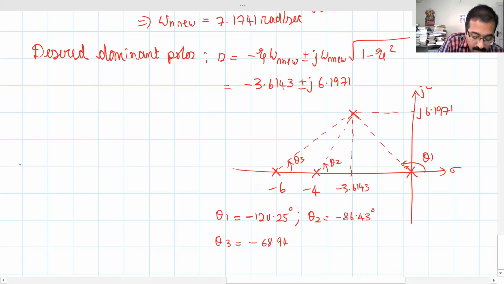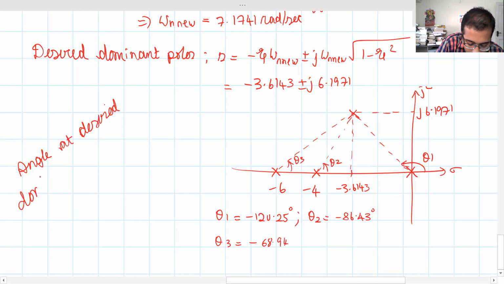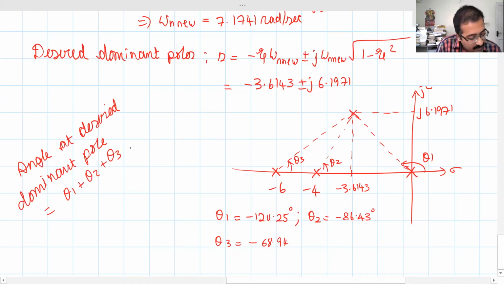So what's the net angle at the desired dominant pole? Theta 1 plus theta 2 plus theta 3. That will be around minus 275.62 degrees, which is not equal to plus or minus 180. That means there's an angle deficiency. If you can make this net angle plus or minus 180, then this desired dominant pole will be on the root locus. Right now, it is not on the root locus.